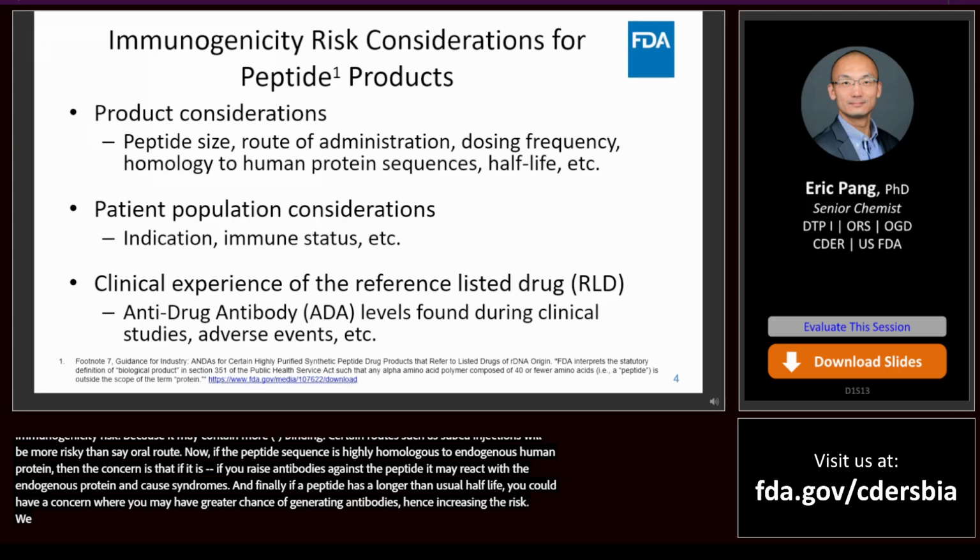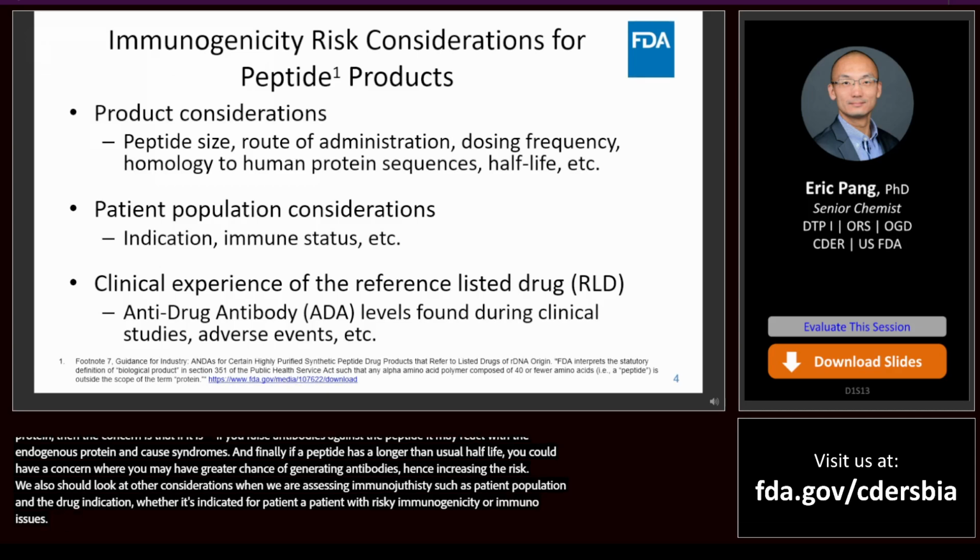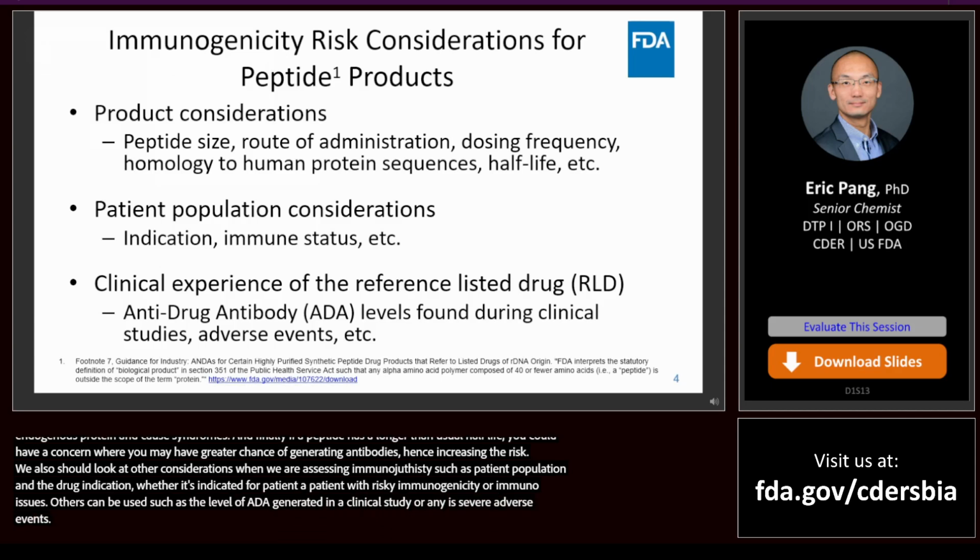We should also look at other considerations when we're assessing immunogenicity risk, such as patient population and the drug indication, whether it's indicated for patients with immunogenicity or immunity issues. Other clinical experience of the RLD can also be used, such as the level of ADA generated in the clinical studies or any severe adverse events found during the clinical study. So with all of these considerations combined, we can get some relative information about the potential immunogenicity risk of a peptide product.